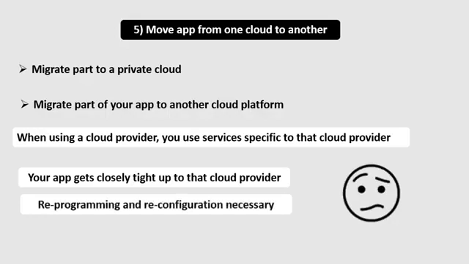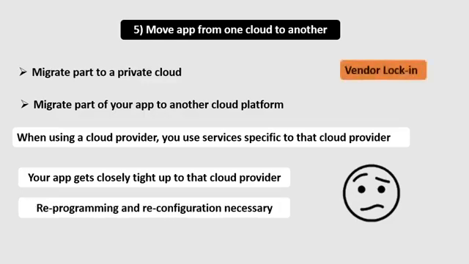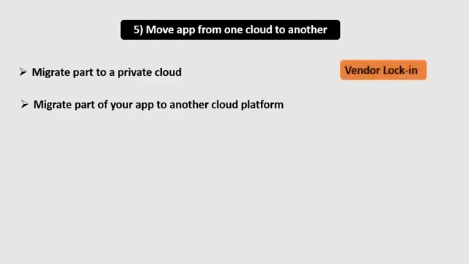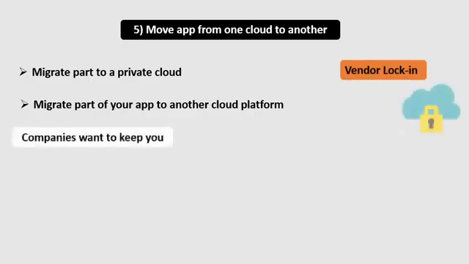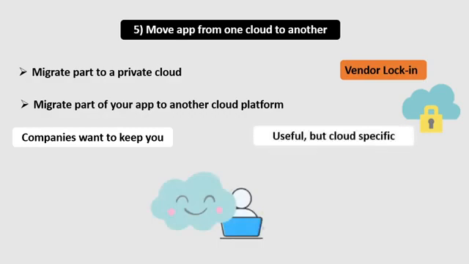You may need a lot of reprogramming and reconfiguration to move part of your code or the whole application away from the platform and migrate it to some other place. That's called vendor lock-in. And an obvious reason for that is, of course, cloud platforms want to keep the companies tied to them by providing these useful super services, but which are cloud specific. So you can't move your application easily afterwards in case you need it.